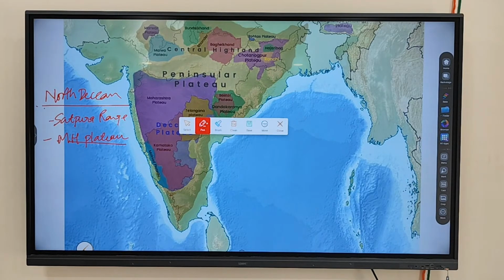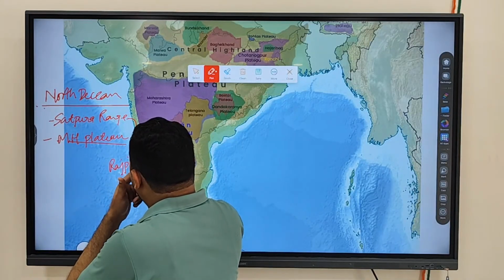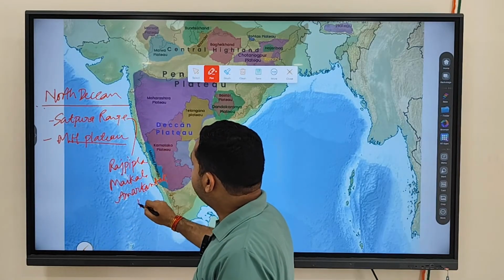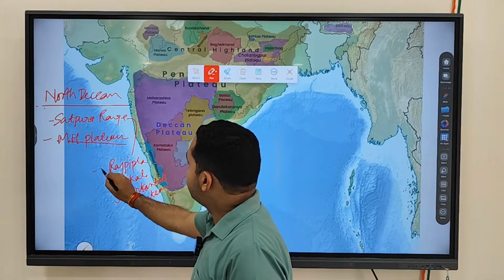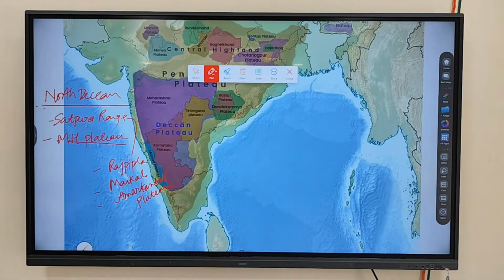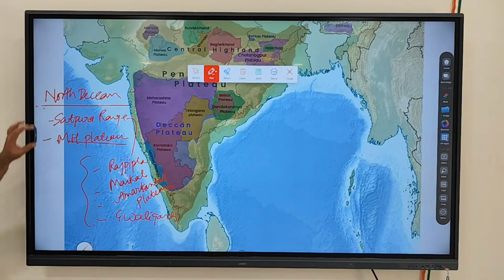Okay. Now the Satpura range contains many mountains and peaks. These are referred to as Rajpipla, Mahakal, Amarkantak Plateau. So these are containing what? These are containing Rajpipla hills. These are containing Mahakal. These are referred to as Amarkantak. There is also Gawilgarh. These are what? These are ranges. These are important peaks found in which range? Satpura range. Okay, these are found in the Satpura range.